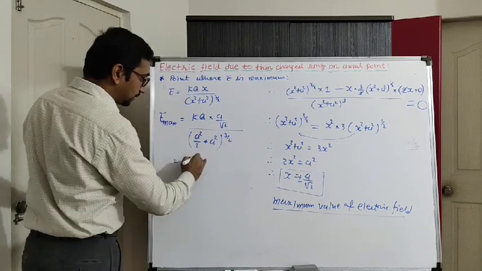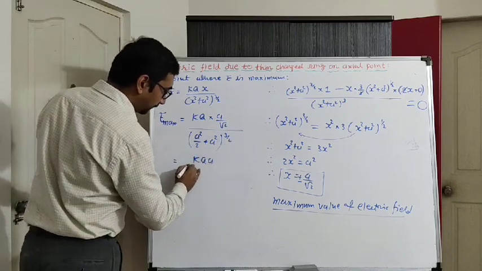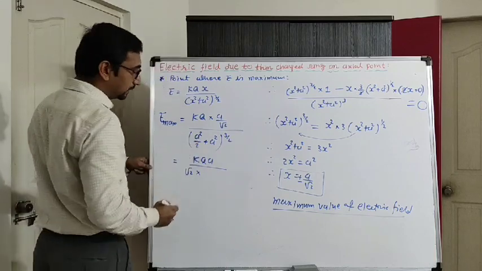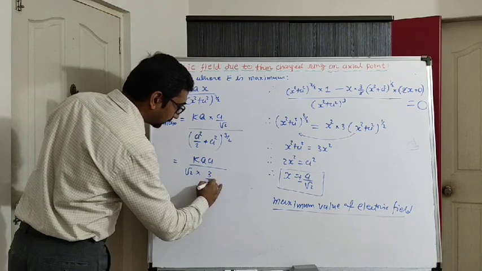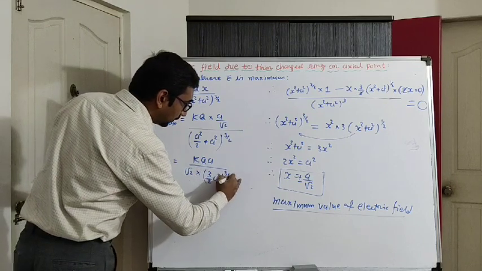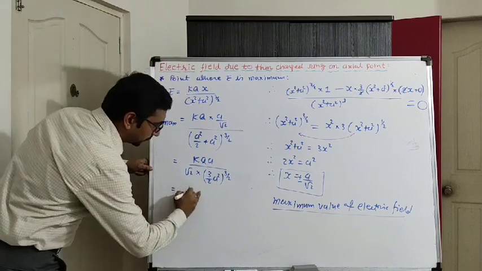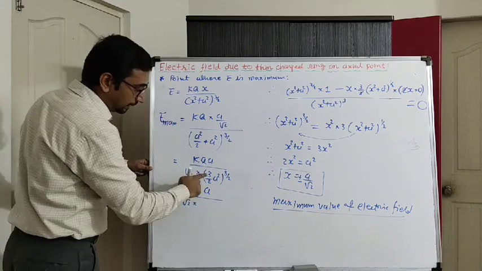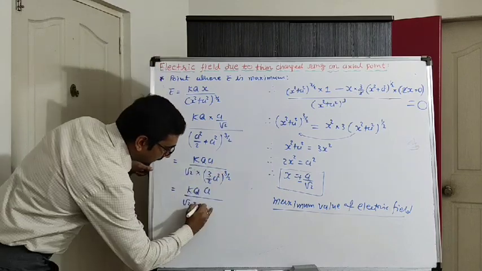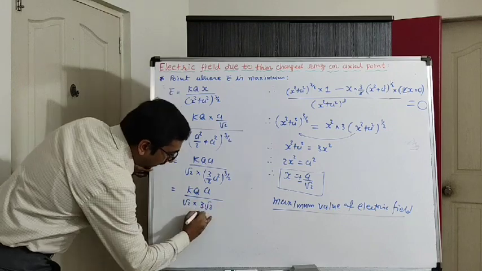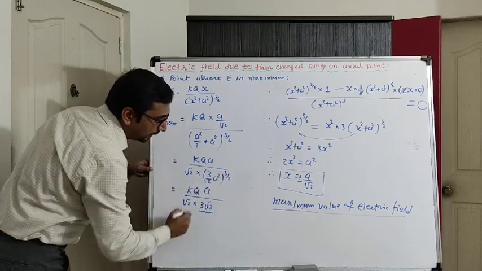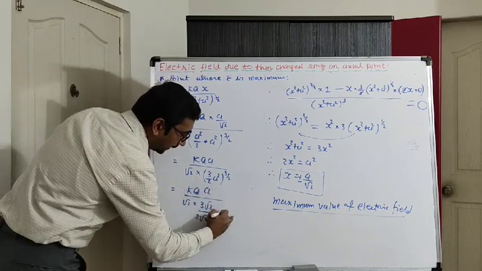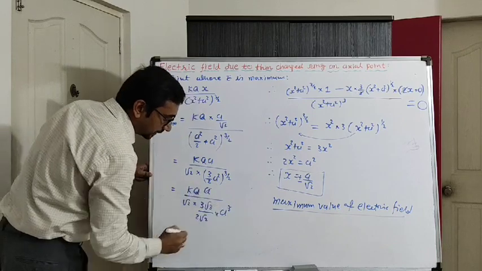So this is kqa upon root 2 into (a² plus a²/2, that is 3/2 a²) and whole raised to the power 3/2. So this is kqa upon root 2 multiplied by (3/2)^(3/2), which is 3 root 3 upon 2 raised to 3, which is 8 divided by root 2. So this is 2 root 2 multiplied by a³. So one a is cancelled.